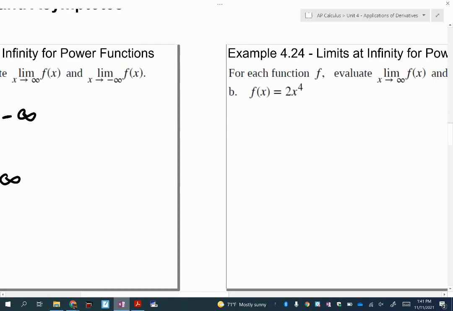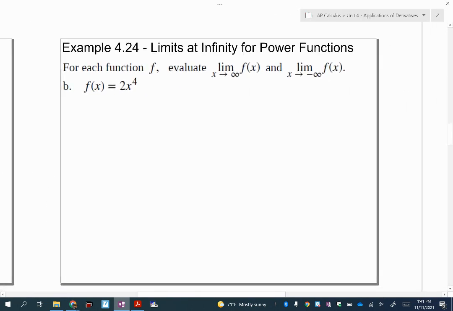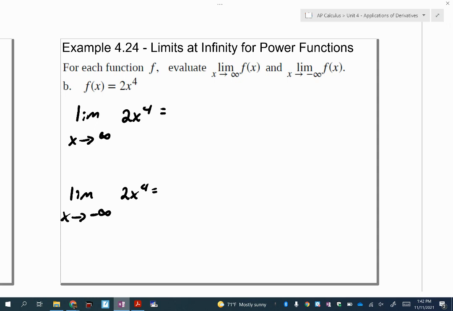Okay, let's look at the next one. 2x to the 4th power. I want to find the limit as x approaches infinity of 2x to the 4th power and the limit as x approaches negative infinity of 2x to the 4th power. Again, you could just do a sketch right now. You know the leading coefficient is positive. The degree is an even degree of 4.